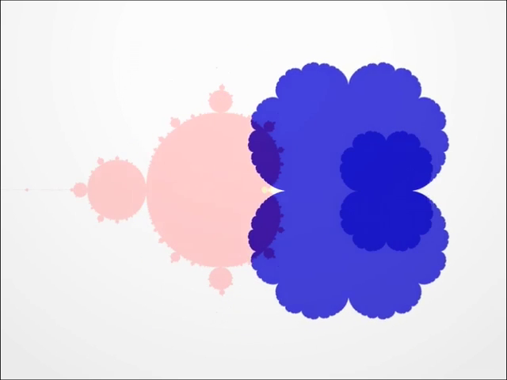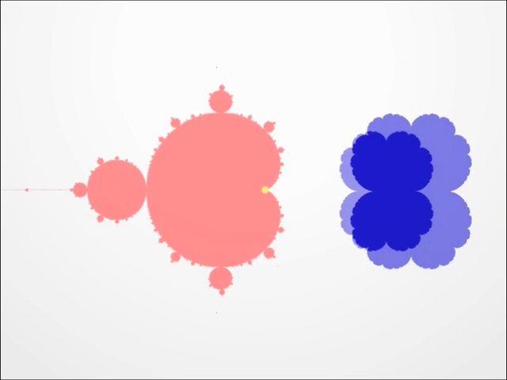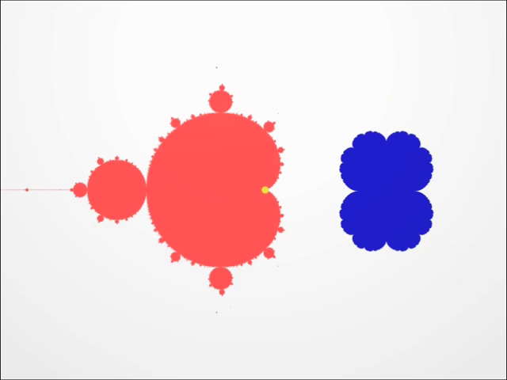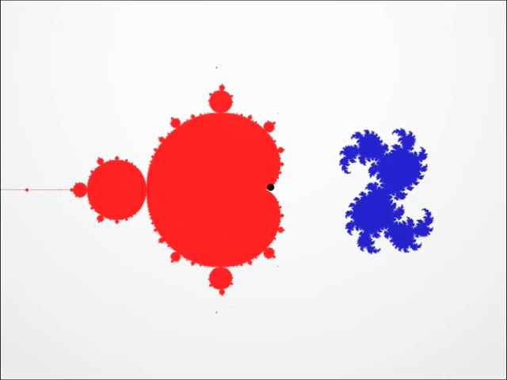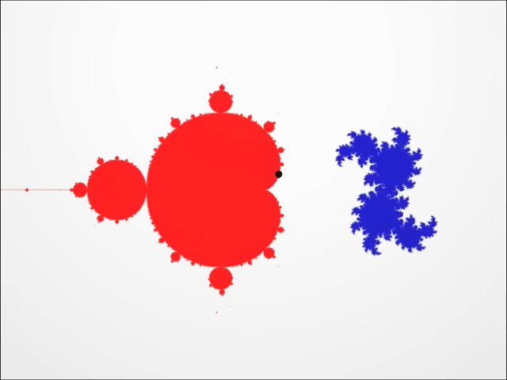In order to understand how these shapes change, I will show you several things in parallel. On the left-hand side, the red side, you can see a point that will start to move. This is the point c. On the right-hand side, you see the corresponding Julia set. This is deforming as c slowly changes.